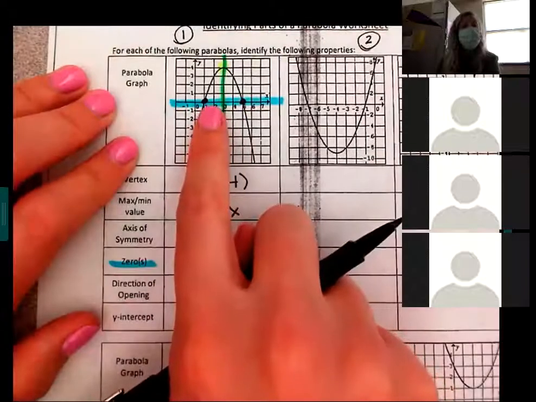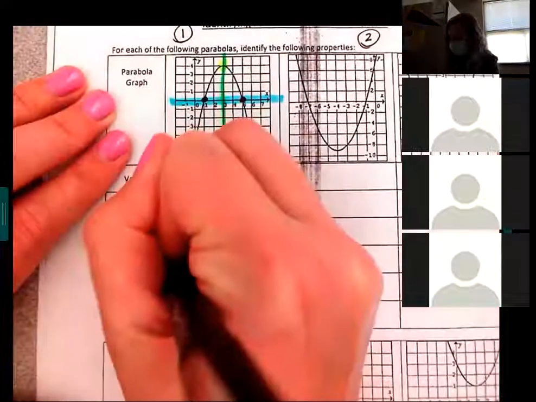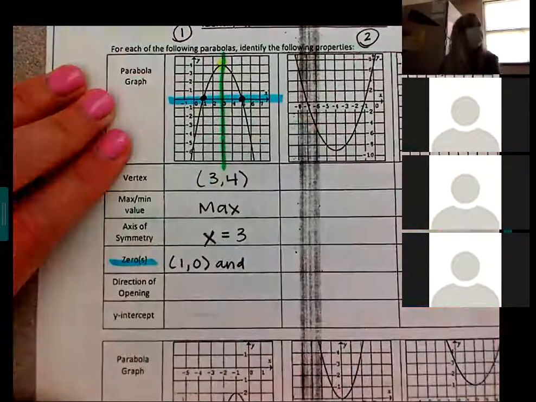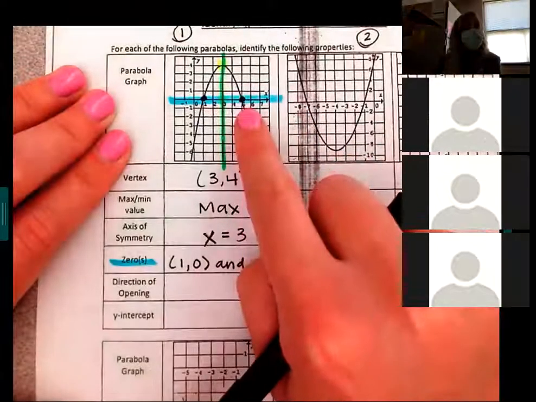So let's look. The first one is at 1. That's the X. What's the Y value? Yeah, that's why it's called a 0. 1, 0. The Y will always be 0 because it's an x-intercept. We learned about that in Unit 1 also. Anytime it's an x-intercept, the Y should be 0, right? Hang on. 1, 0. Is everybody okay with that? How would you name the other point?